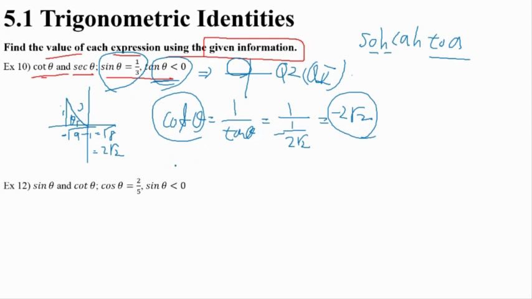How about secant? Secant theta is 1 over cosine theta. Cosine is adjacent over hypotenuse, so upside down, secant is negative 3 over 2 square root 2.